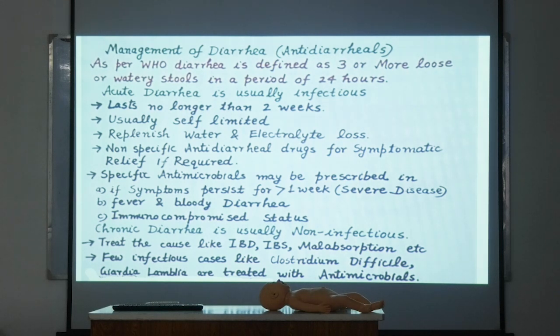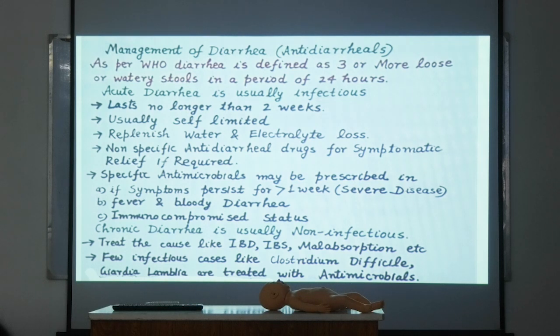Here it is written, usually self limited, so replenish water and electrolyte loss, as I said. In acute diarrhea, support the patient, give water and electrolytes, and non specific antidiarrheal drugs for symptomatic relief. Increased amount of water is being lost, so give some drug that will reduce water loss. There is too much of peristalsis, the patient has to go to the toilet 15 times, so give some drug that is reducing the peristalsis. This is symptomatic relief to the patient. Diarrhea will heal by itself.